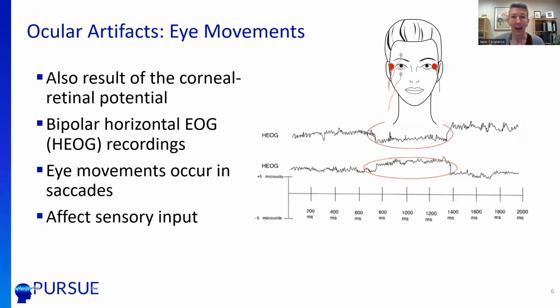We also have eye movements from left to right. These are also a result of the corneal retinal projection. And we can look at these using bipolar HEOG recordings. When we move our eyes, we're doing saccades. We're not actually getting visual data in the system, so we care about those. It affects our sensory input, and they look like little box cars is the way I think about them. So they're recording from both sides of the eye, and what happens is when one side goes down, the other side goes up. And so we can easily recognize these by that kind of difference in activity in these kind of box shapes that we'll see in our data.